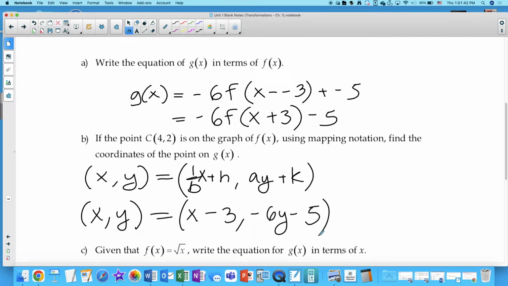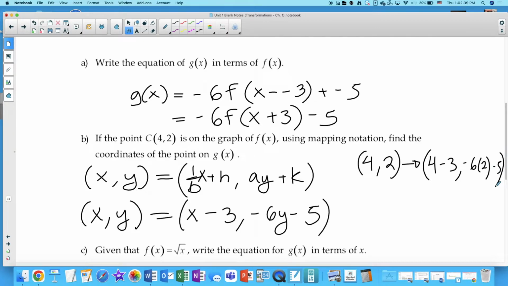Okay? And then when you want to know where the point 4, 2 is going to move to, you can use these expressions and fill in x equals 4 and y equals 2. Right? So this is going to become 4 minus 3, because it's x minus 3, comma, negative 6 times y, negative 6 times 2, minus 5. I'm running out of room.